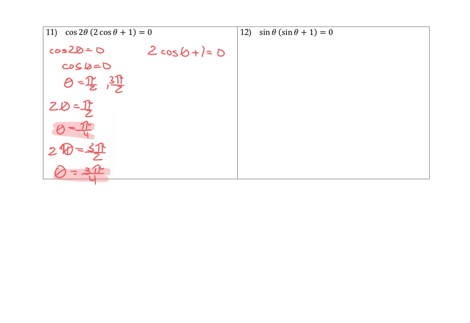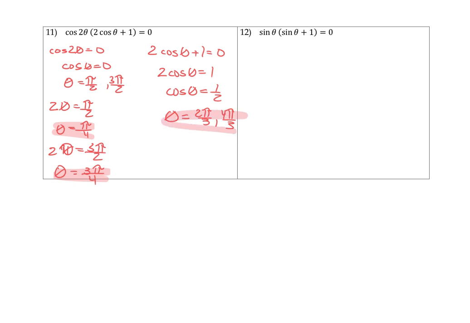Now here I'm going to add the 1. So I have 2 cosine theta equals 1. Divide by the 2, so cosine theta equals 1/2. So when is cosine 1/2? That's at pi over 3 and at 5 pi over 3. So there are my other solutions.